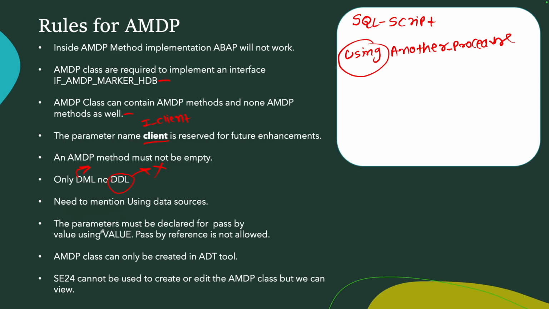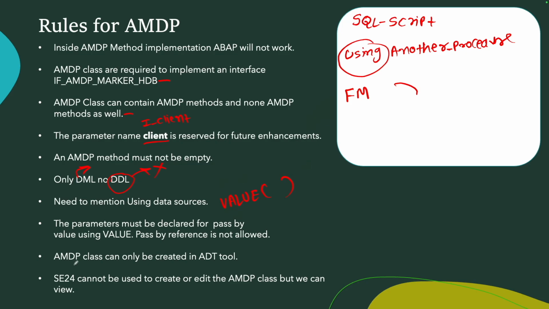We have seen this. The parameter must be declared for pass by value using the keyword value. Pass by reference is not allowed. If you are aware of function modules, there we get two options: pass by value and pass by reference. As we are moving from the application layer to the database layer, we don't have reference to those variables, so we cannot use pass by reference. We must use pass by value.